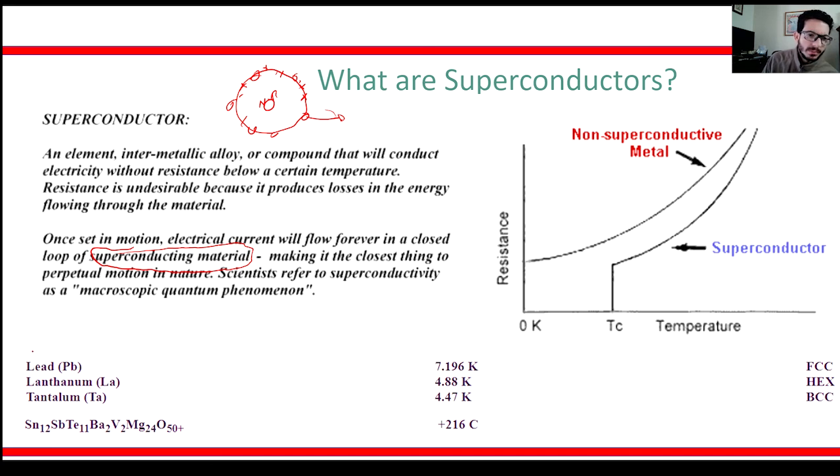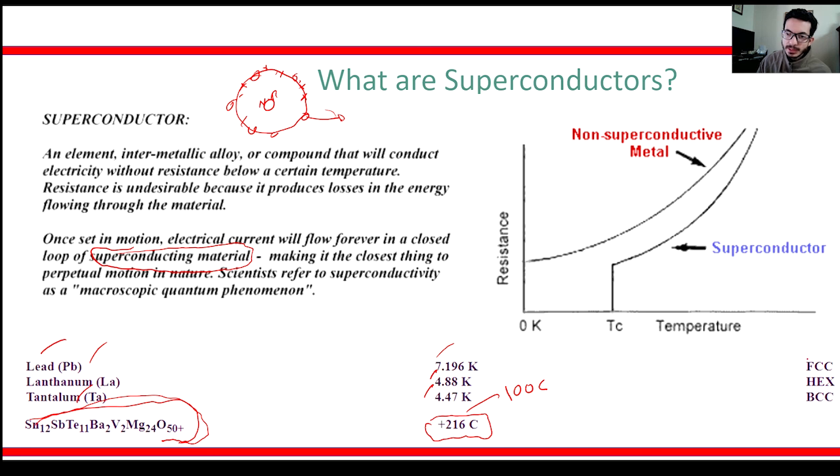Some materials that are used for research are lead, lanthanum, tantalum, and a combination of them. And they behave as superconductors at 7 Kelvin, so very low temperatures. That's almost negative 300 Fahrenheit. 4 Kelvin and 4.47 Kelvin. Now, the latest research that I saw is that this solution with barium, magnesium, and oxygen is acting as a superconductor at a very warm temperature, 216 Celsius. Water boils at 100 Celsius, so this is extremely hot.